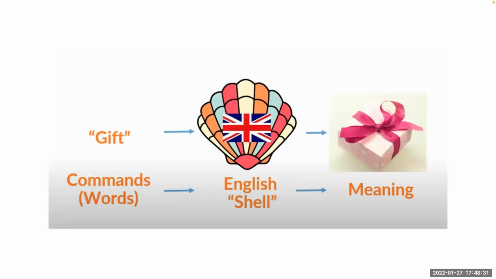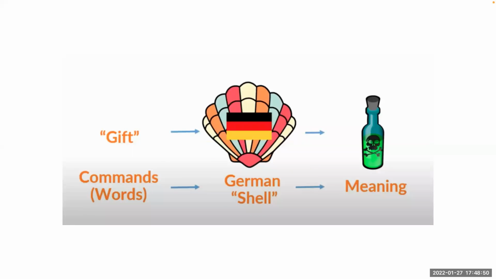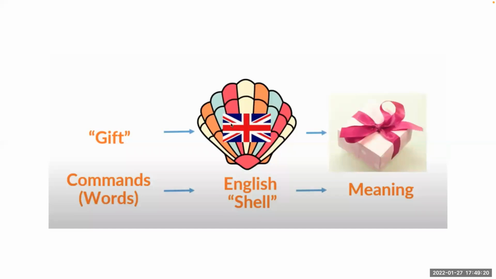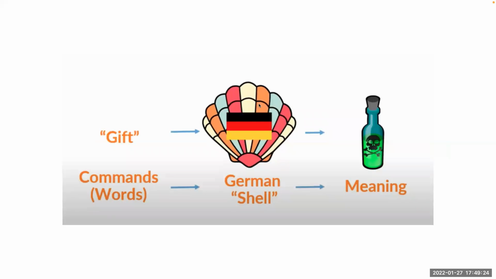To make the idea clearer, if I say gift to a British speaker, he will understand a present. But if you use the same word gift for somebody who speaks German, he will understand poison instead. The difference is the shell he has in his head, which he uses to interpret the command you are giving. Gift is the command, it goes through the shell, and an English speaker understands a present, while a German speaker understands poison.